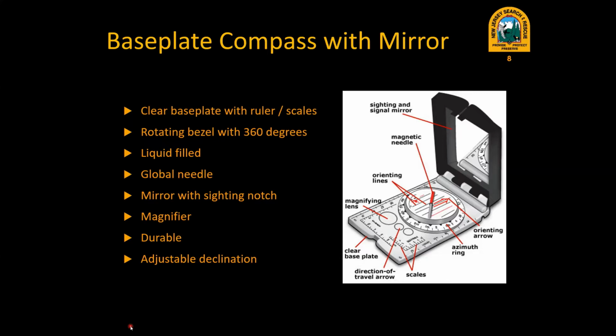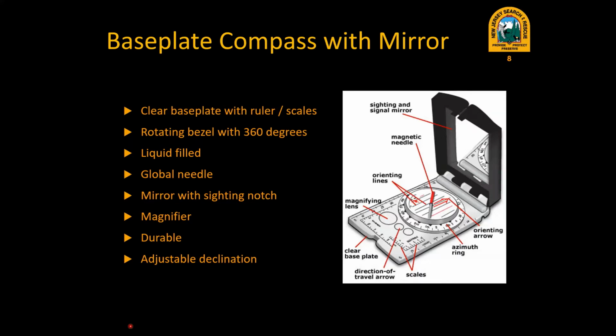All of your compasses should be able to be set for different declinations. We'll talk about those in a little bit. They should be liquid filled and preferably have a global needle. By global needle, what we mean is it will work in both the northern and southern hemispheres. Oftentimes, these are a little bit more expensive than a standard compass, and you could get by with a standard compass. It's very rare that New Jersey Search and Rescue is called out to South America.